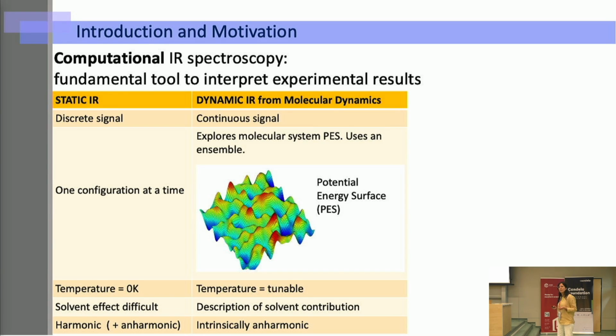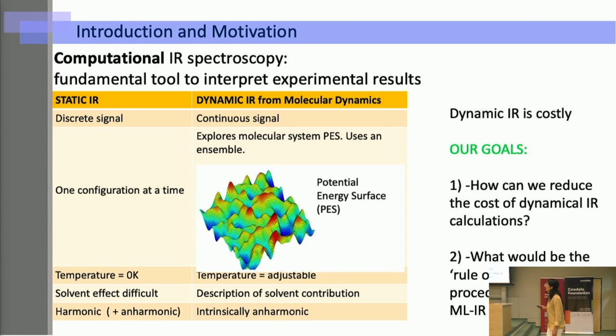It also offers the advantage of being able to tune the temperature of interest, allows for describing the solvent contribution, and it doesn't assume a priori any harmonicity, so intrinsically it's anharmonic. Everything is good, but this is expensive. That's why it's not so widespread.